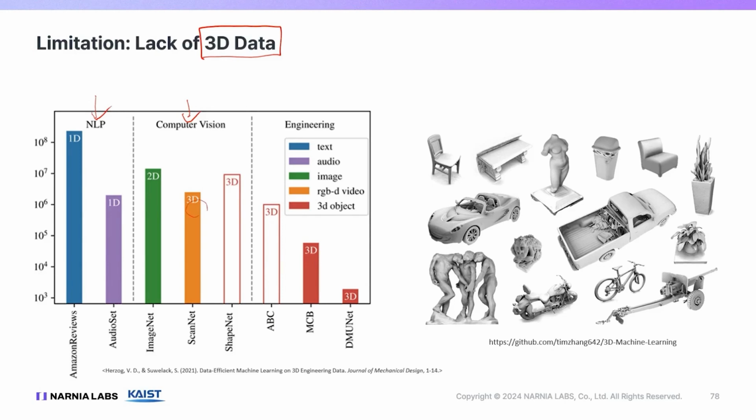There is some 3D data available, but it's usually just small amounts for various classes like this. However, what is needed in the field of engineering design is a large amount of data for just a single class. Therefore, the 3D data used in computer science is not really suitable for use in engineering. So, if you look at the engineering field, there is some 3D data available, but the amount is significantly less compared to NLP and computer science.